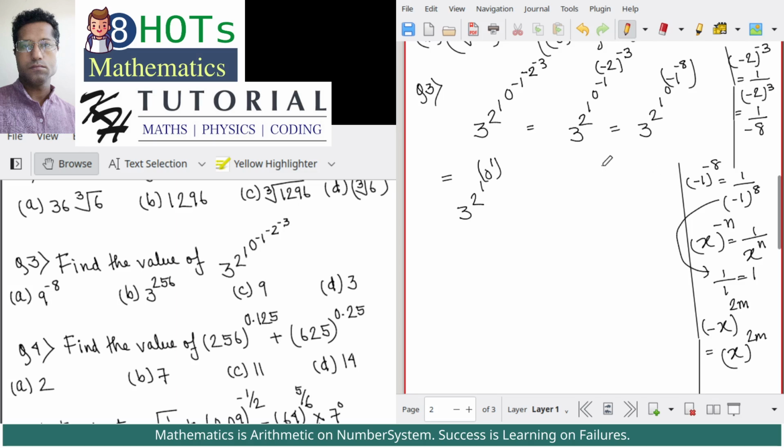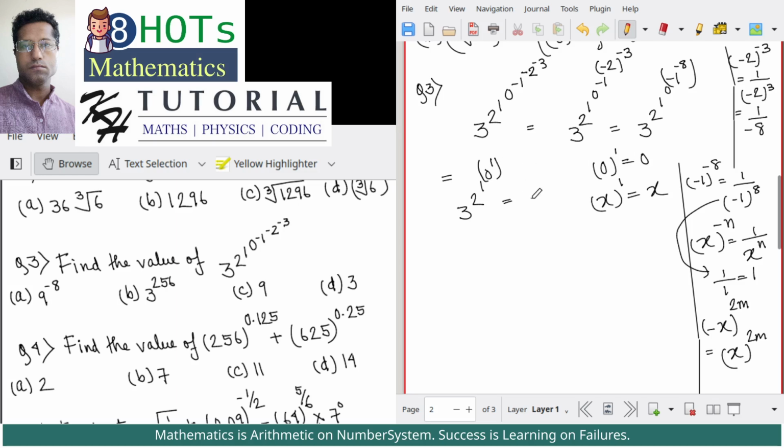Now 0 to the power 1 is 0, because any number raised to the power 1, where x can be any number, including 0, is always equal to x. Any number raised to the power 1 is always that number. So 0 raised to the power 1 is 0.